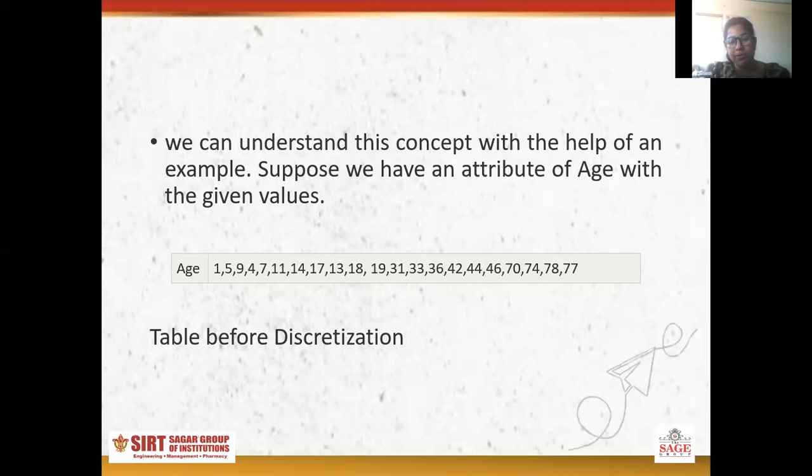We can understand this concept with the help of an example. Suppose we have an attribute of age with the given values 1, 5, 9, 4, 7, 11, 14, 17, 13, 18, 19, 31, 33, 36, 42, 44, 46, 70, 74, 78, and 77. So this is before discretization.